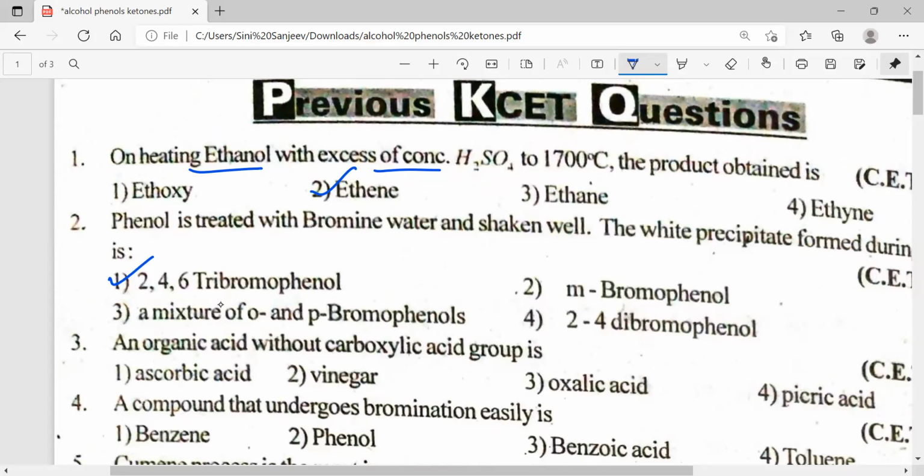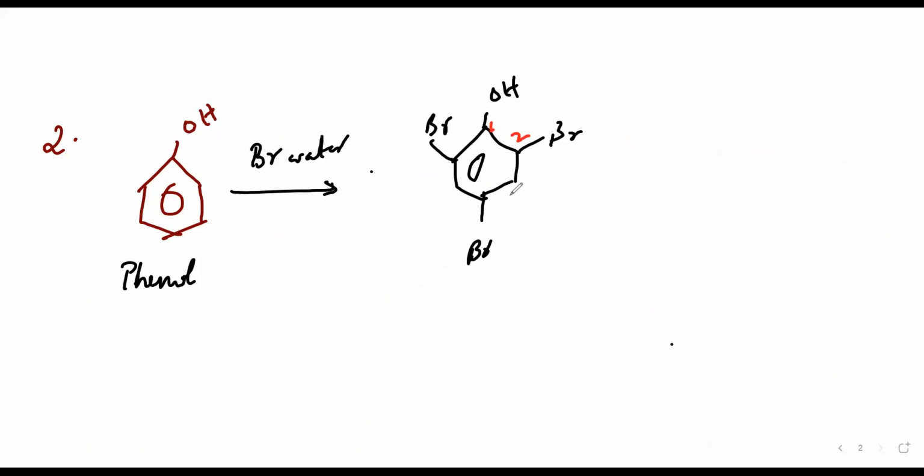If the naming is difficult, we can start the numbering from here: 1, 2, 3, 4, 5, and 6. This is basically 2, 4, 6-tribromophenol. Phenol, because it is a benzene ring with the OH. That's it.